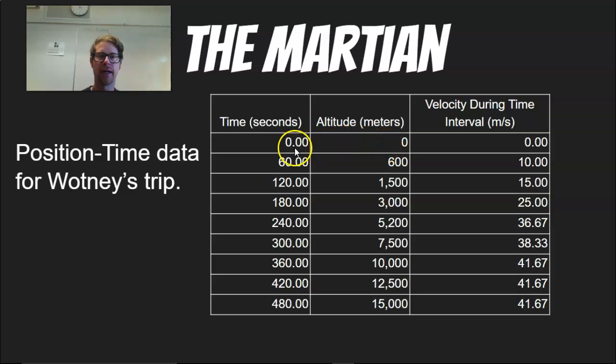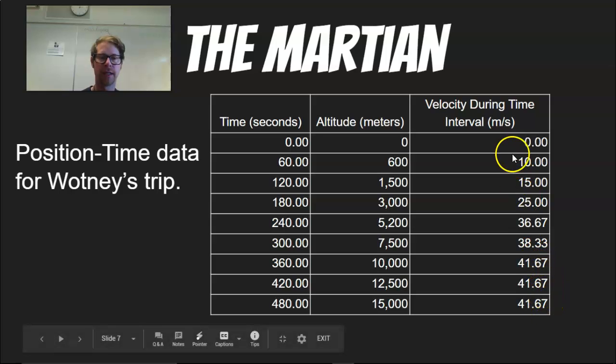I simply took the position interval. The position interval is each number subtracted by the one before it. So this is 600 minus 0. This is 1500 minus 600, which is 900, right? And then subtracting the previous times, right? 120 minus 60 is 60, right? And then divide to get the velocity numbers. And I did this in a spreadsheet, and it was very easy to do.